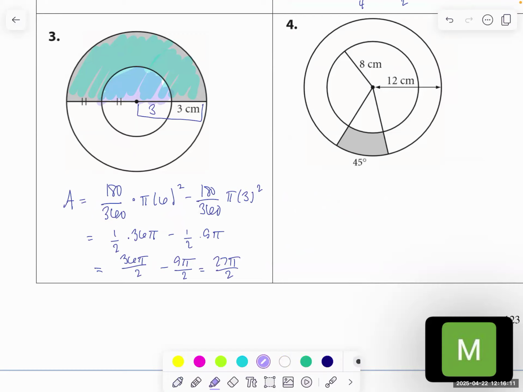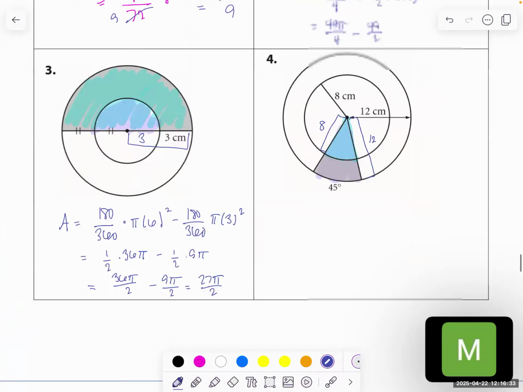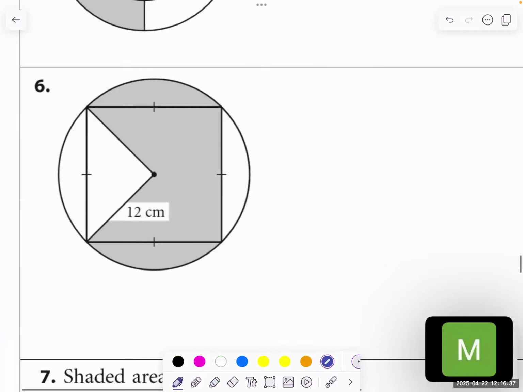For this question here, I would start by finding the area of the overall larger sector and then subtract away the blue, the inside. And so the radius of this, like it says, is going to be 12. The radius of this is going to be 8. And then I would go from there. Don't do 5.